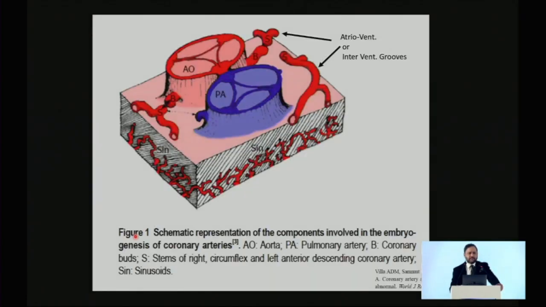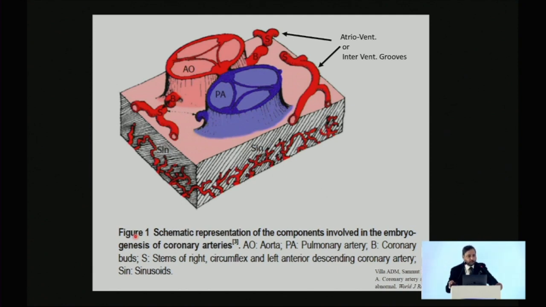Before we move forward, let's step back a bit and try to understand the basics. Most of us would know it, but it's always good to refresh our memories. Go back to the embryological development of the coronary arteries, because it is very important in understanding the origin and the course of the coronary arteries. There are three essential elements in the embryological origin of coronary arteries.